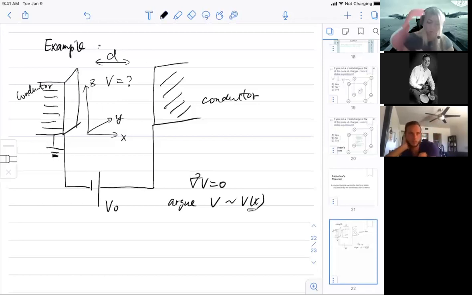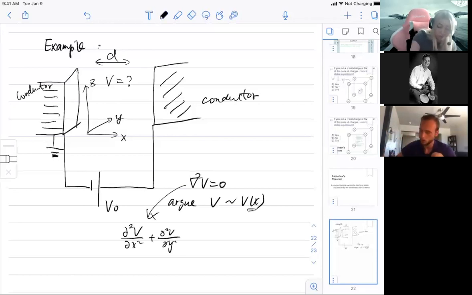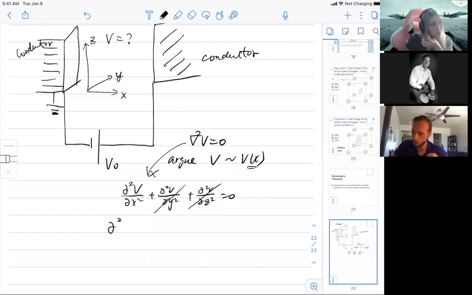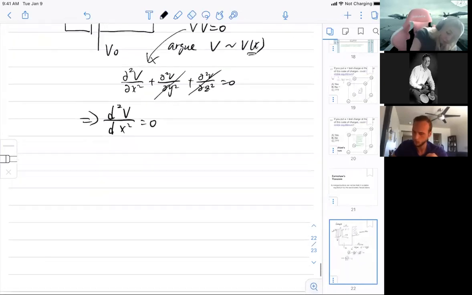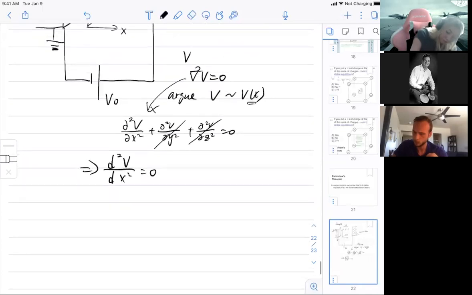So the Laplace equation becomes really simple. This used to be the 3 dimensions, but now since it doesn't depend on Y and Z, all I really need to do is to solve this equation. This is what I need to solve. So V is V sub X. Okay, so I know this.